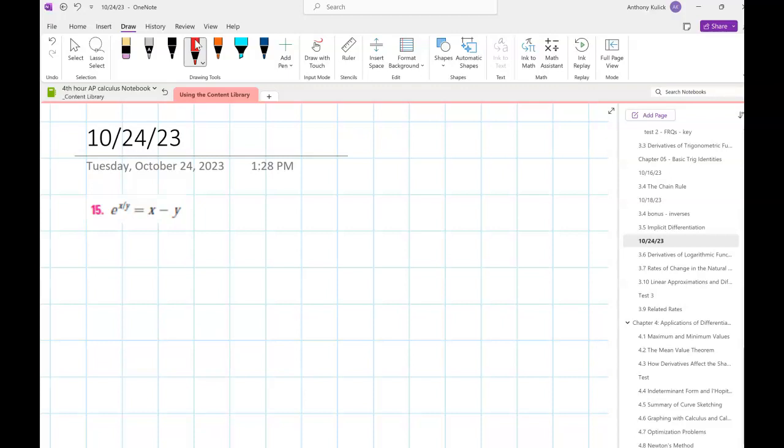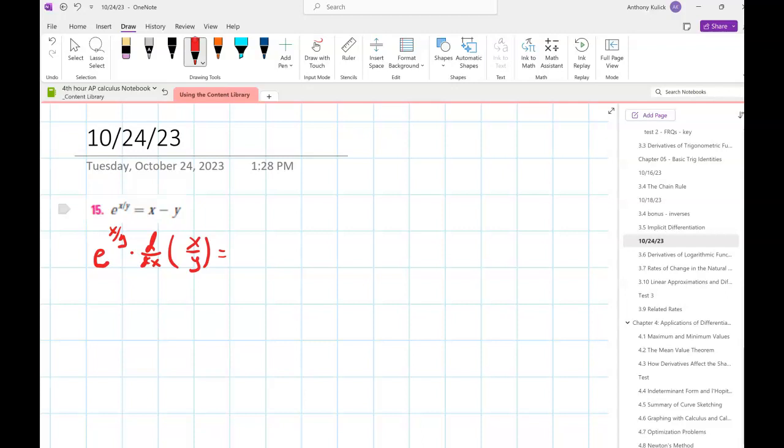So, I want to start by taking the derivative of both sides. When I take the derivative of the left-hand side, what do I need to use to do that? That's a chain rule, right? What's the outside function? Like e to the g of x, right? So the derivative of the outside function is just e to the whatever the inside function was. And then I have the derivative of the inside function. And we'll do that in a second.